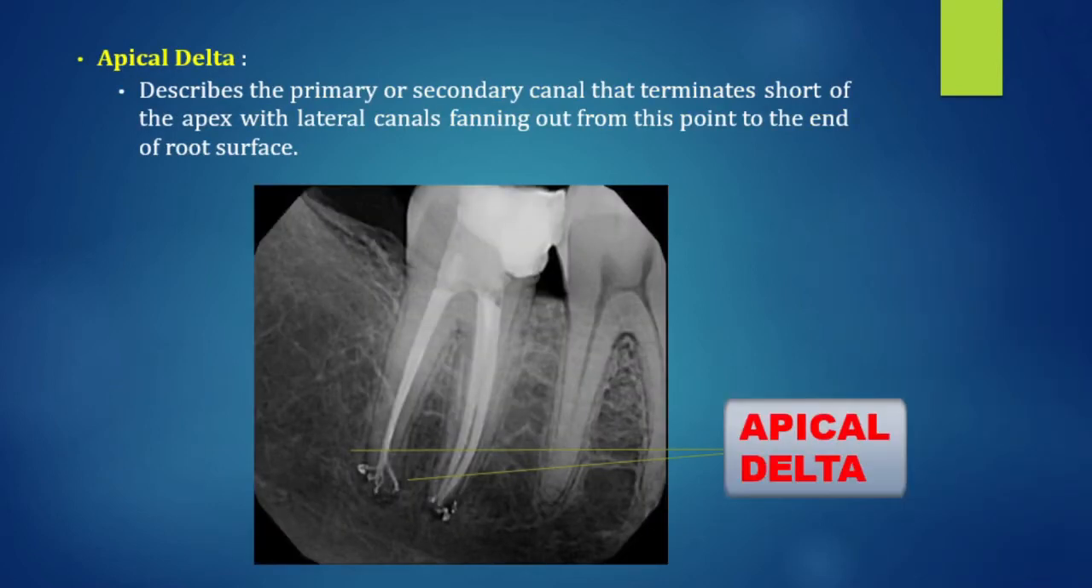All right, now another complex anatomy that is very common in molars, which is apical delta. The apical delta can be defined as when the primary or secondary canal ends short of the apex with many lateral canals, as here. This is a very complex anatomy, and it's kind of hard to clean this type of anatomy with our hand files or rotary files, and we usually depend on our irrigation and the activation of our irrigation to clean this part.